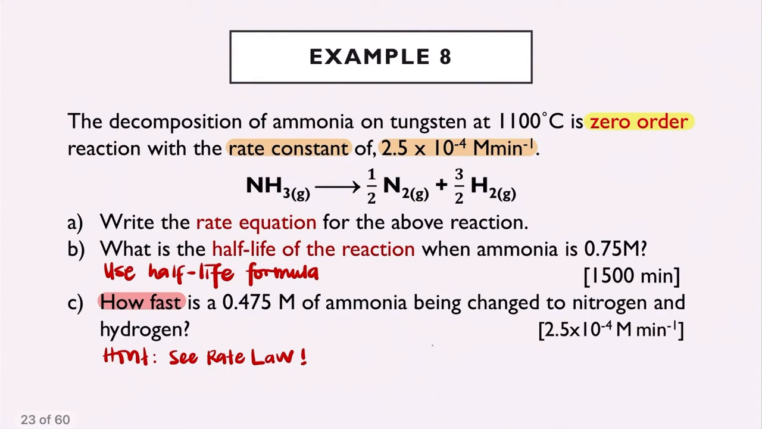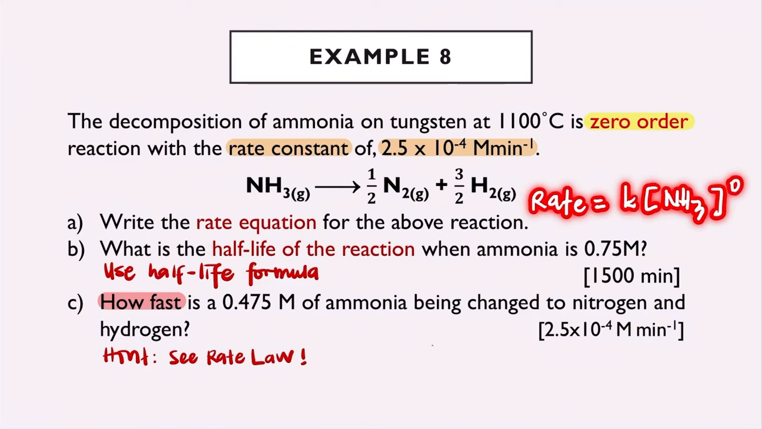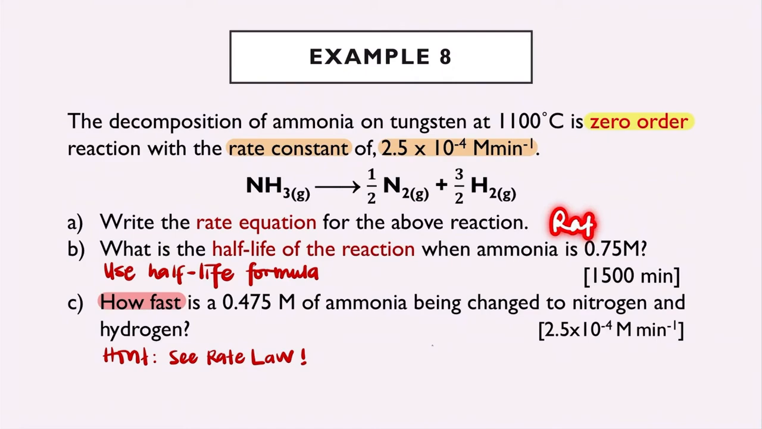Okay, so for this example 8, let's look at it. The decomposition of ammonia on tungsten at this temperature is zero order reaction. Dia dah bagi tahu dah awal that this is zero order reaction with the rate constant, maksudnya this is your K. Alright, so write the rate equation for the above reaction. I think you can do that by yourself. So rate equation is basically rate law, so you write rate equals to K pasal punya NH3 kan dia zero order kan, so maksudnya ni to the power of 0 lah. Okay, so maksudnya rate awak is basically K.